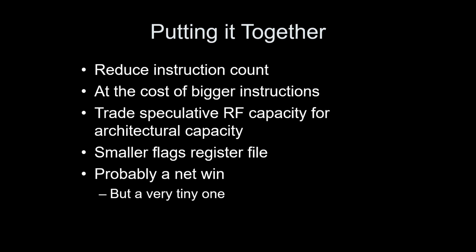So what does this all mean? APX, the high-level thing is that it's going to reduce the instruction count at the cost of extending the instruction length. So the instructions that were nominally 3 bytes before may turn into 4 or 5 or 6 byte instructions. It trades speculative register file capacity for architectural capacity. It may reduce the flags register file a few generations in the future. And putting all of that together, assuming all of this is used, you have the compiler infrastructure in place to take care of this, you have code that's compiled for it, and so on, it's probably going to be a net win. It's probably going to be a very tiny one.